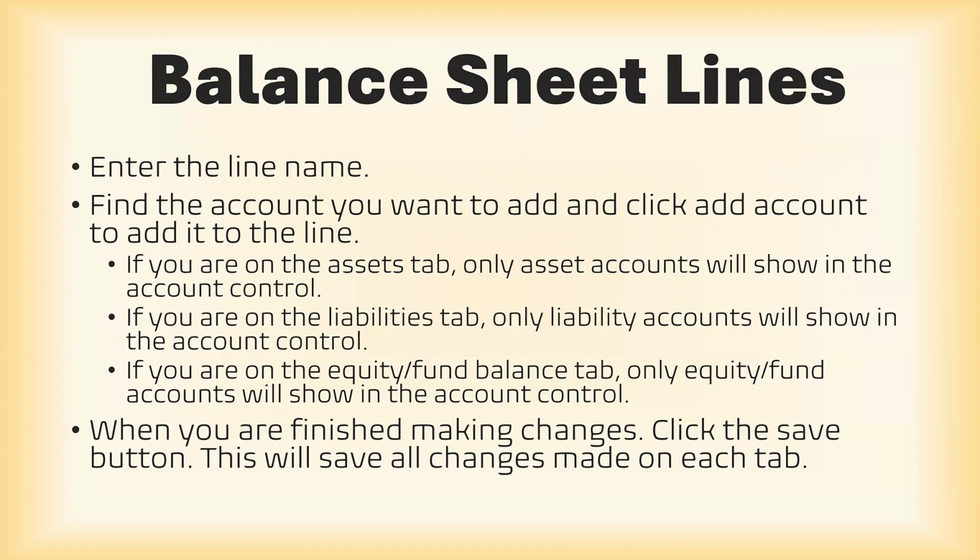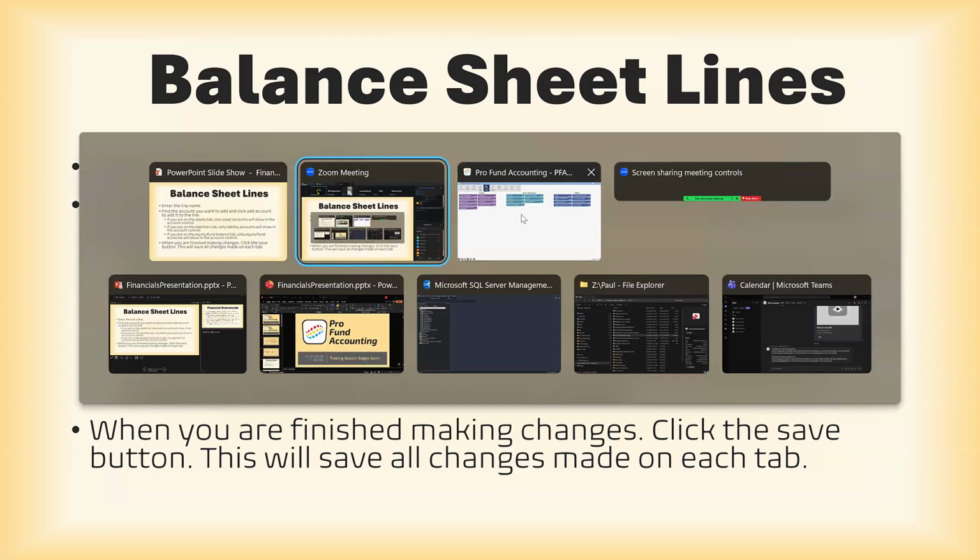You can find the account you want to add and click Add Account. If you're in the Asset tab, only asset accounts will show up in the account control. If you're in the Liabilities tab, only liability accounts will show up. And if you're in the Equity/Fund Balance tab, obviously only equity and fund accounts will show up. And then when you're done making changes, click the Save button, and this will save all your changes made on each tab. So I'm going to go ahead and show all that now.